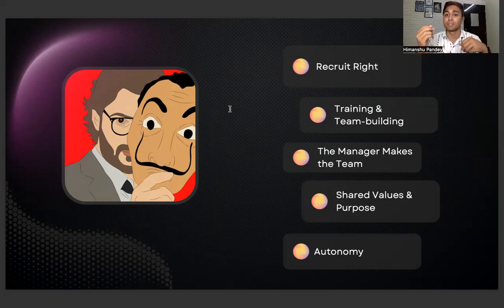The second one is training and team building. Before the robbery, they went to a place where they trained themselves. They had training for their team members. Training and team building is one of the important parts of effective team making. If you have to work together and coordinate with each other, your team building should be strong. They showed this in the web series.